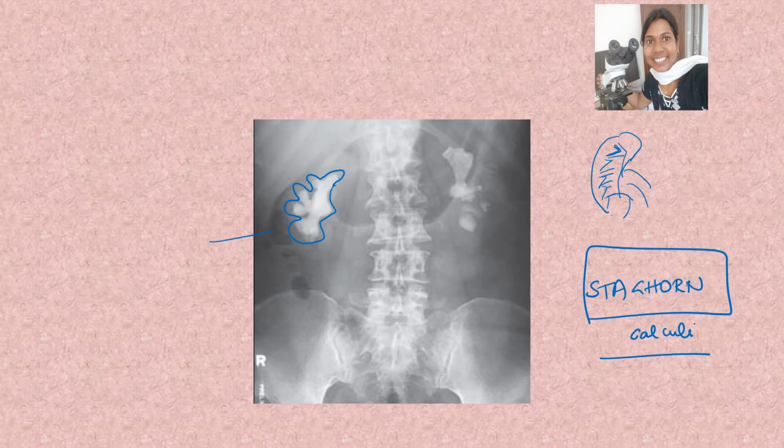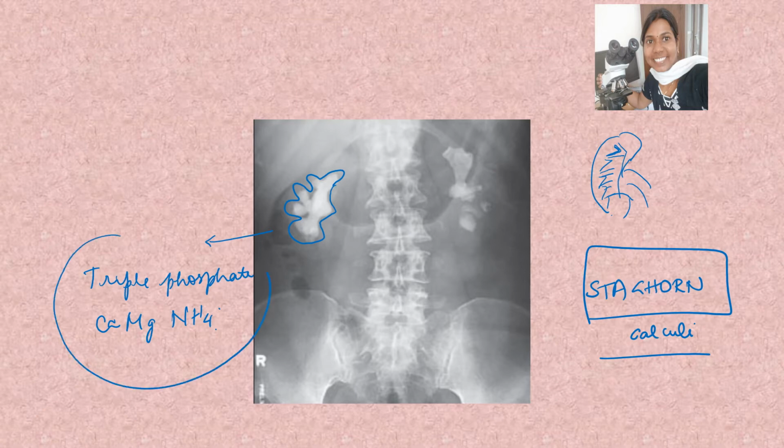Okay. So most of the time the Staghorn calculi is composed of triple phosphate. So what is triple phosphate? So it's calcium, magnesium, ammonium phosphate. Okay, calcium, magnesium, ammonium phosphate. So this you should remember.